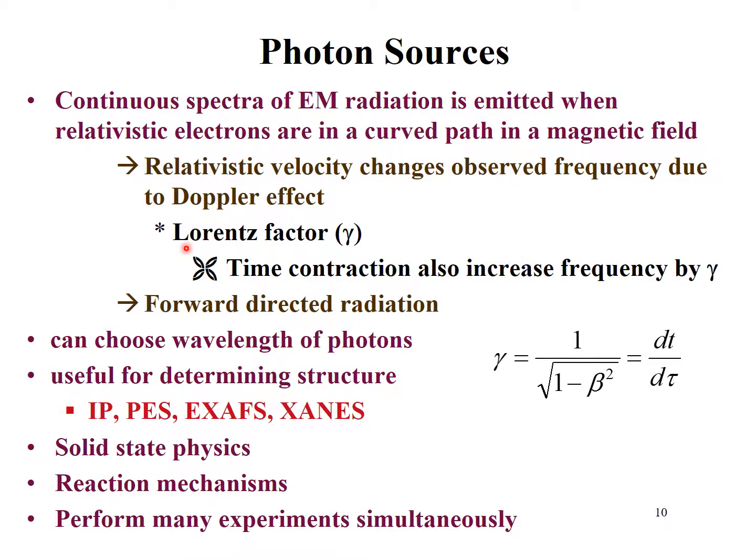This is described through the Lorentz factor, where time contraction can also be described by this same Lorentz factor term. It produces a very intense forward-directing beam of radiation that is experimentally used. This is the equation that's used to describe the Lorentz factor, and as you can see from this term here, it's only relevant at relativistic speeds, so one needs rather large accelerator systems for this. We'll describe two experimental methods, XAFS and XANES, which are used from these photon sources.